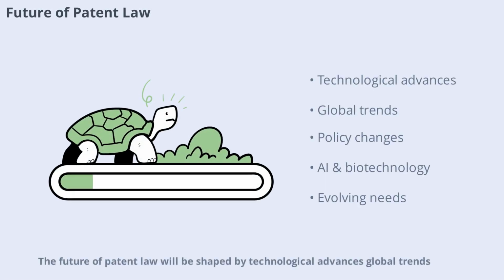The future of patent law will be shaped by technological advances, global trends, and policy changes. Emerging fields like artificial intelligence and biotechnology present new challenges and opportunities. In this scene, we'll speculate on the future of patent law, considering how it may evolve to meet the needs of inventors and society. Staying ahead of trends is essential for success in the innovation landscape.